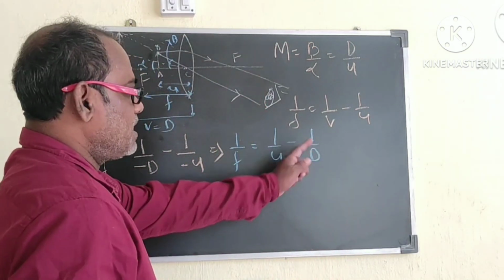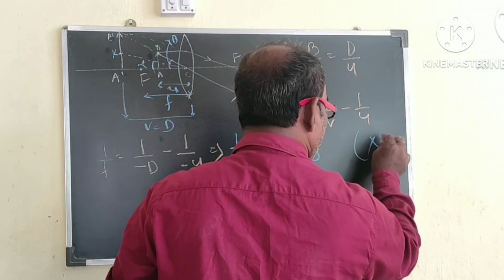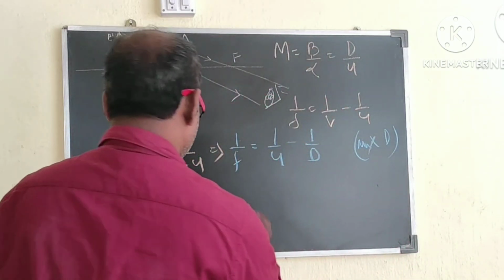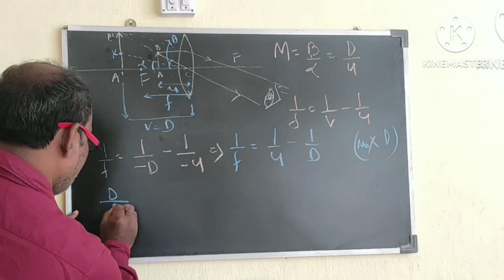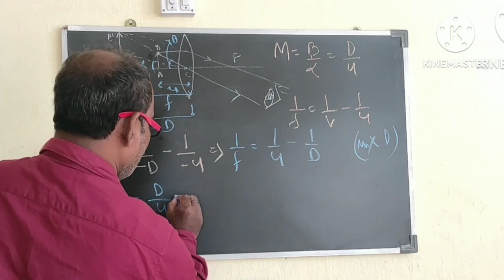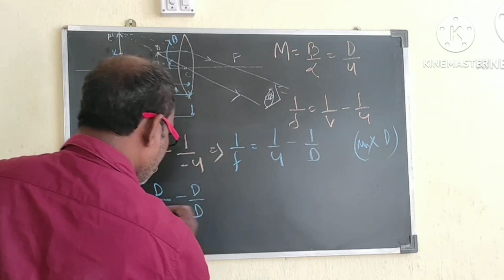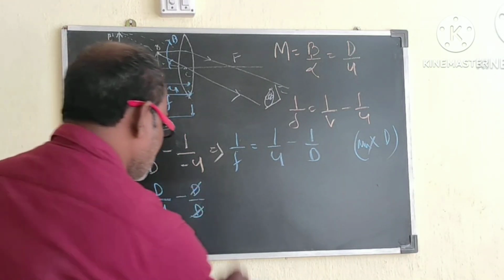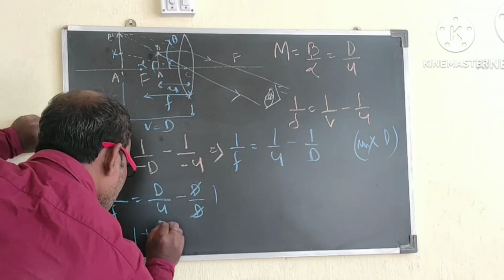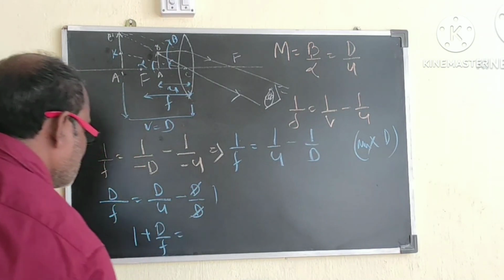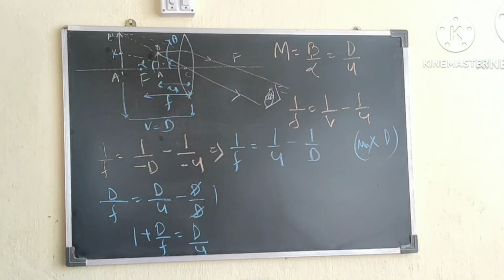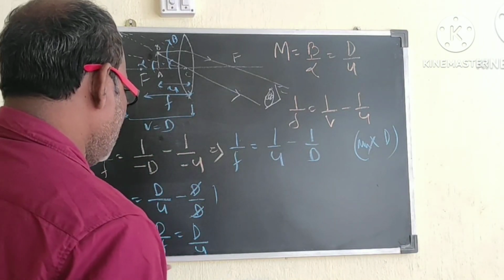Multiplying both sides of the equation by D, what we get is D by F is equal to D by U minus D by D. Now this gets cancelled, becomes 1. Bring minus 1 to this side, we get 1 plus D by F is equal to D by U. This is the magnifying power. We can find it out in this way.